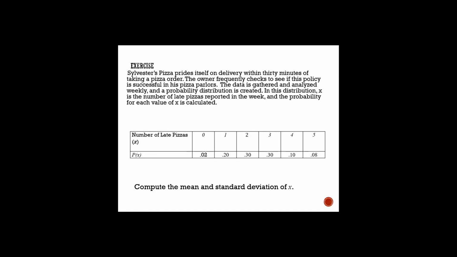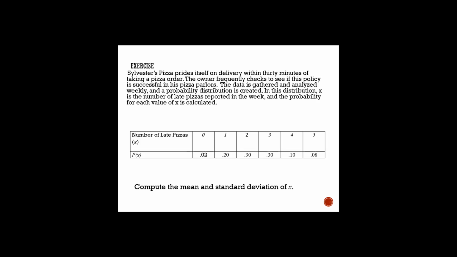There's another exercise for you to complete on page 5. It talks about pizzas, and it says Sylvester's Pizza, which prides itself on delivery within 30 minutes, checks. The owner checks to see if he's successful in his endeavor, and then he gathers some data and he analyzes it every week, and he creates a probability distribution. And in this distribution, x is the number of late pizzas ordered in the week, and the probability for each of these values of x is calculated.